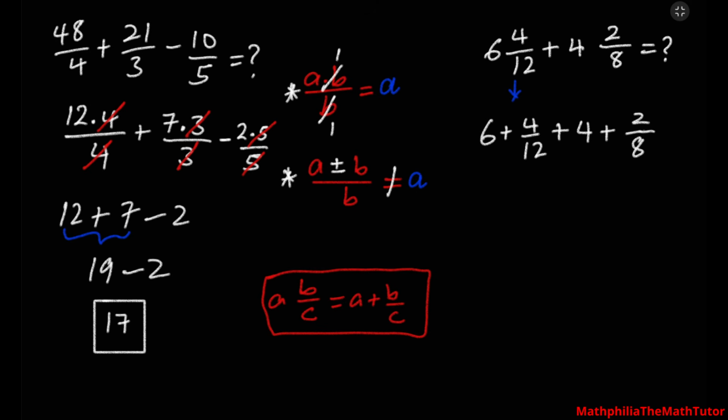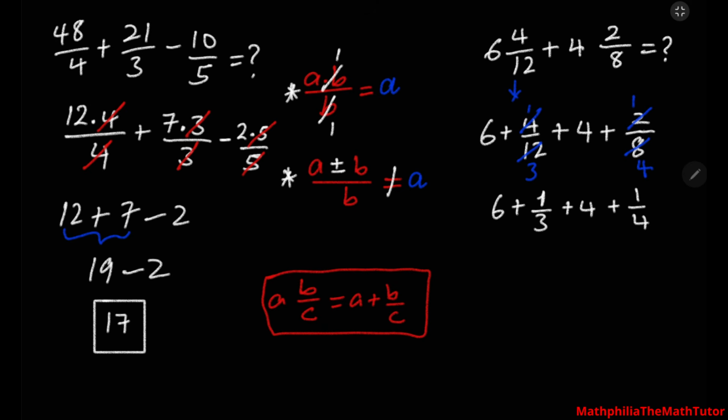Now, here's the thing. We can simplify 4. Let me use a different color for that. 4 goes into itself 1 time. 4 goes into 12 is 3 times, okay? So 2 goes into itself 1 time. 2 goes into 8 is 4 times, okay? So we have done our simplification. Let's write that down. We have now 6 plus 1 over 3 plus 4 plus 1 over 4.